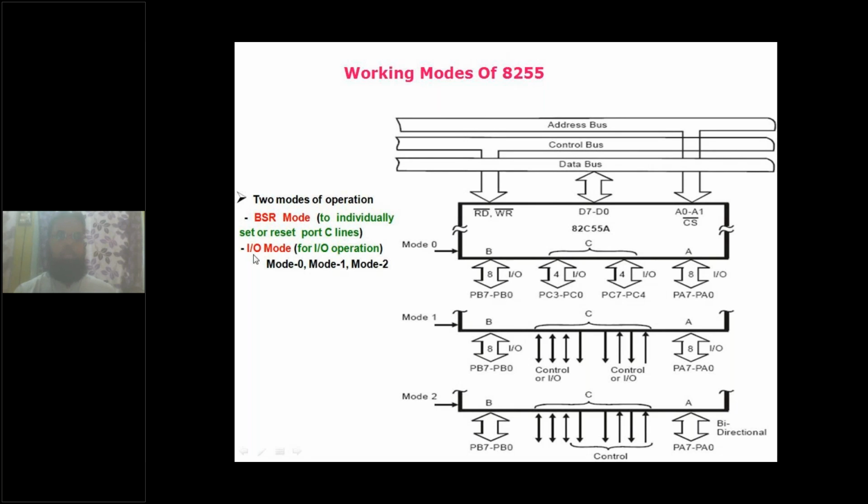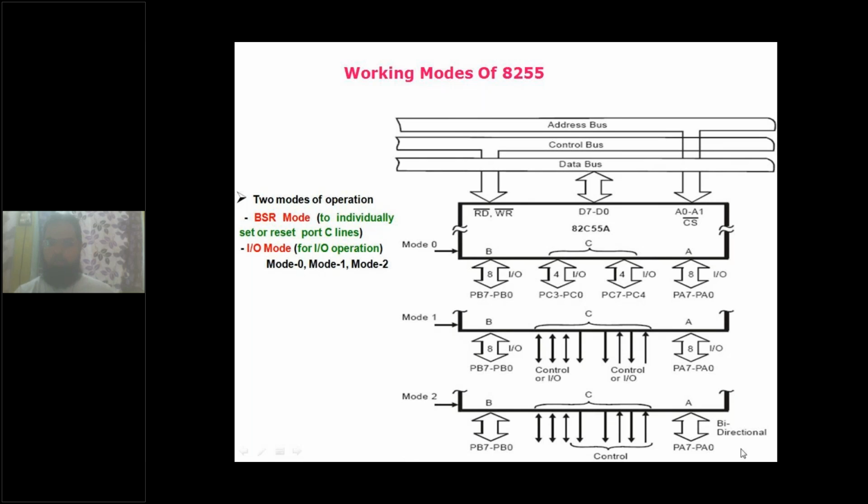Next one is IO mode. This is the actual mode wherein the ports can be used for IO activity, input and output operation. This mode is further classified into mode 0, mode 1, and mode 2. As I said just now, mode 0 consists of all the three ports. Port A, port B, and port C can be used as ports, whereas in mode 1 only port A and port B can be used. Port C is not used for data transfer. This port C is used to handle the control signals.